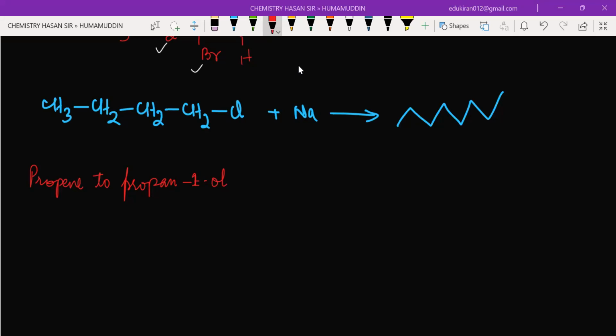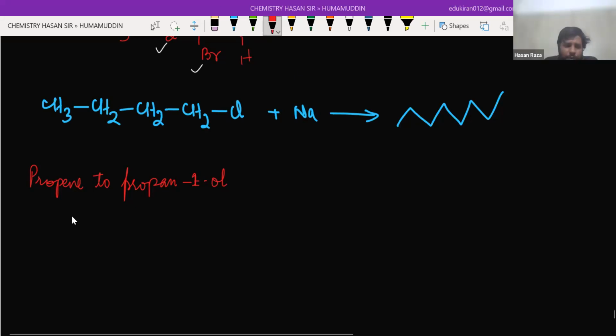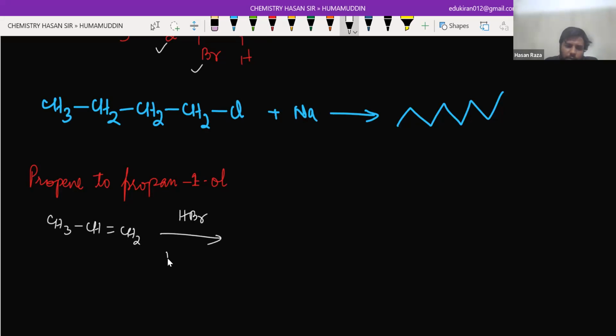Are you done with this? So it's very easy. Propene has the structure CH3CH double bond CH2. So first I'm going to react this with HBr in the presence of peroxide. That means anti-Markovnikov addition. So this will go here and this will go here. So what you will get is CH3CH2CH2Br.